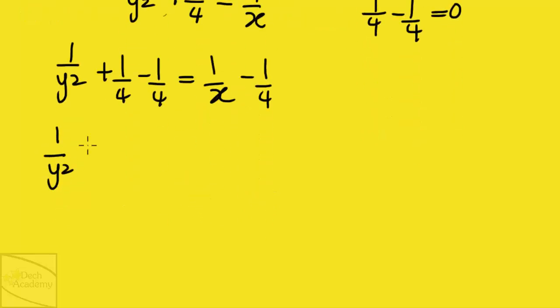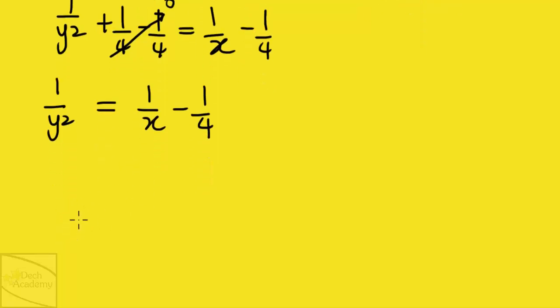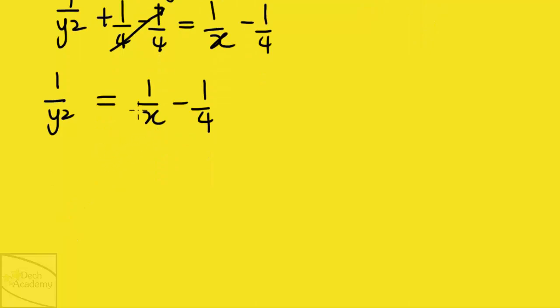Simplifying gives 1 over y squared. This goes to 0, so I'm just not going to bother writing 0, which is 1 over x minus 1 over 4. Now, a good next step would be to simplify this right hand side term, and you will see why shortly. Simplifying 1 over x minus 1 over 4, so just carrying out this subtraction, is as follows.